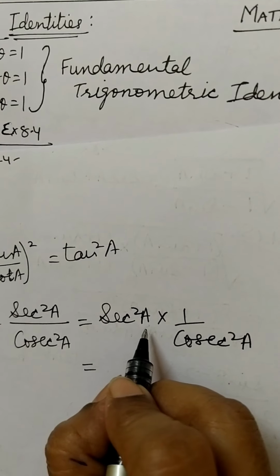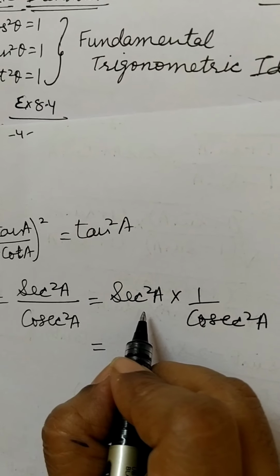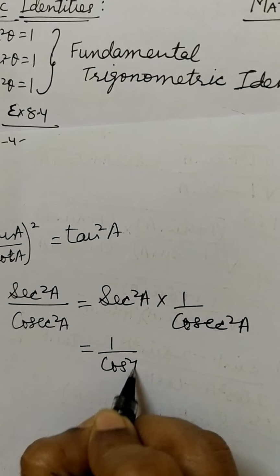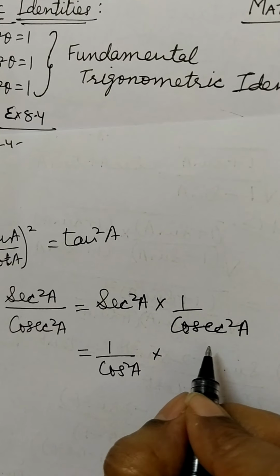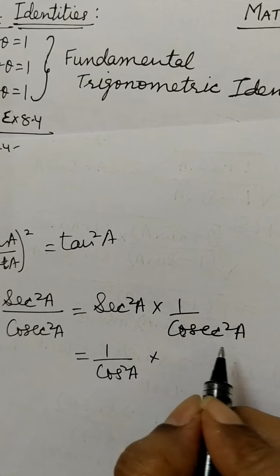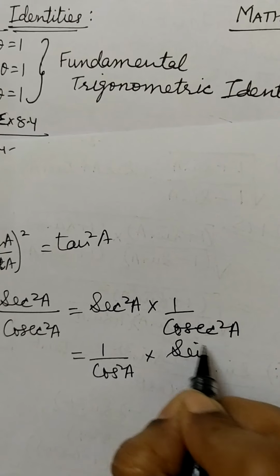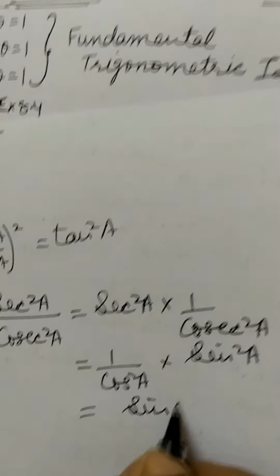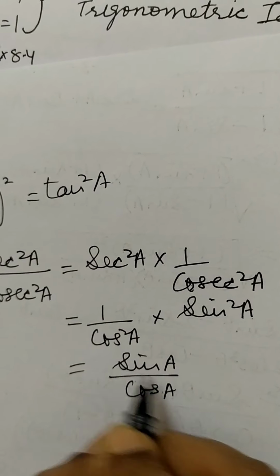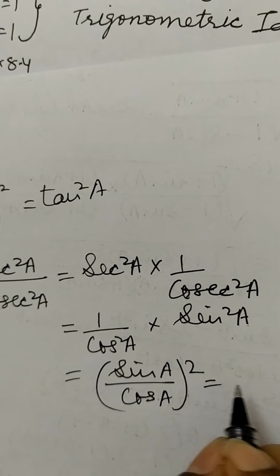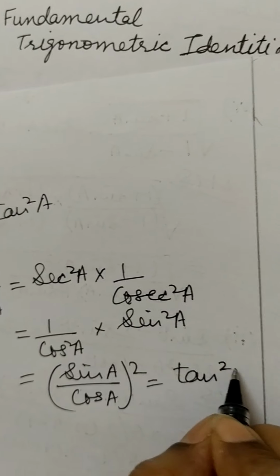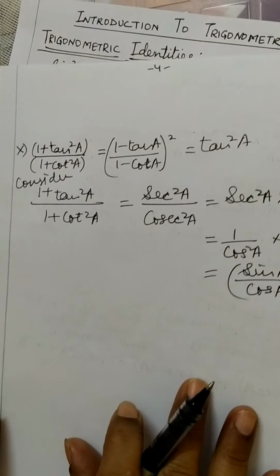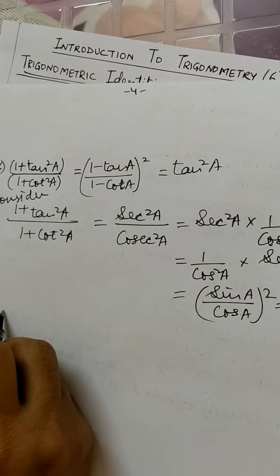You know that sec A is the reciprocal of cos A. So in place of sec square A we can write 1 upon cos square A, and 1 upon cosec A is sin A. So 1 upon cosec square A will be sin square A. So here we get the whole square of sin A upon cos A, and sin A upon cos A is tan A. So we get tan square A. So we have proved that the first is equal to the third expression. Now we consider the second also.